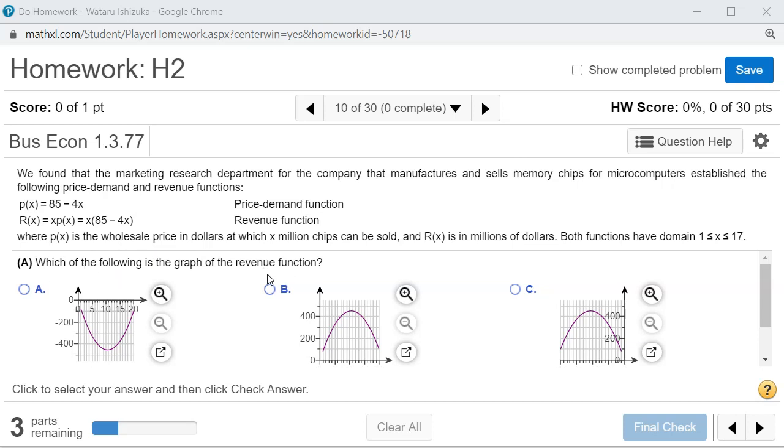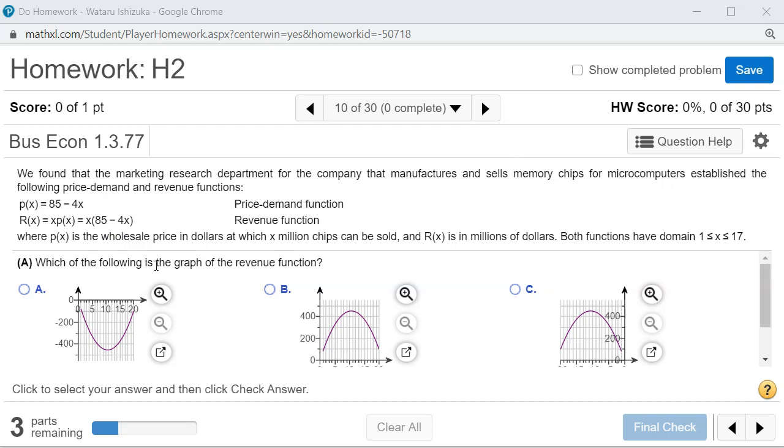So we want the picture for the revenue function. We're looking at this one. If you find the x-intercept, you set the whole thing equal to 0, and you can see that x equals 0, and we set the other factor equal to 0. So you get x equals 85 over 4, right? And so those are the x-intercepts. So it looks like it's going through 0 here.